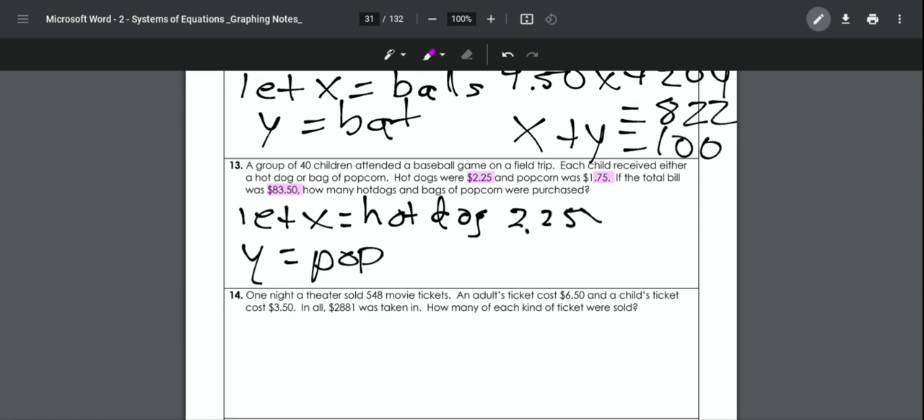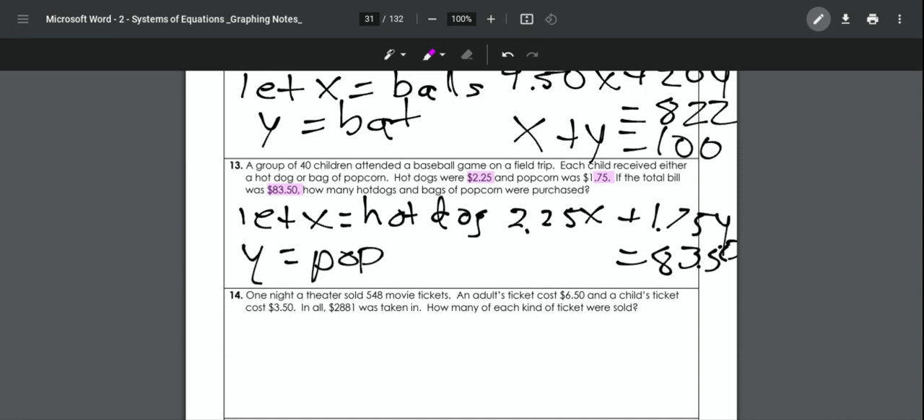So $2.25 X. I have $2.25 next to X because X is hot dogs, and it says hot dogs cost $2.25, plus $1.75 Y, which represents how much popcorn is. The total equals $83.50. Okay, that's my first equation. Very sloppy, sorry.